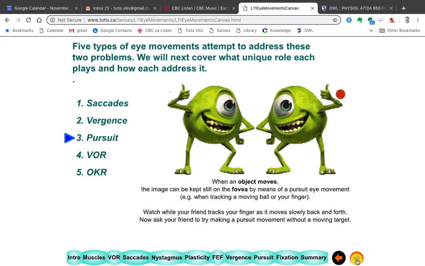Now, the other type of eye movement is a pursuit eye movement. This is what you do when you follow a ball in a tennis game or a football game or anything. Any small object, you try to track, your finger back and forth. You're using this pursuit eye movement to function.